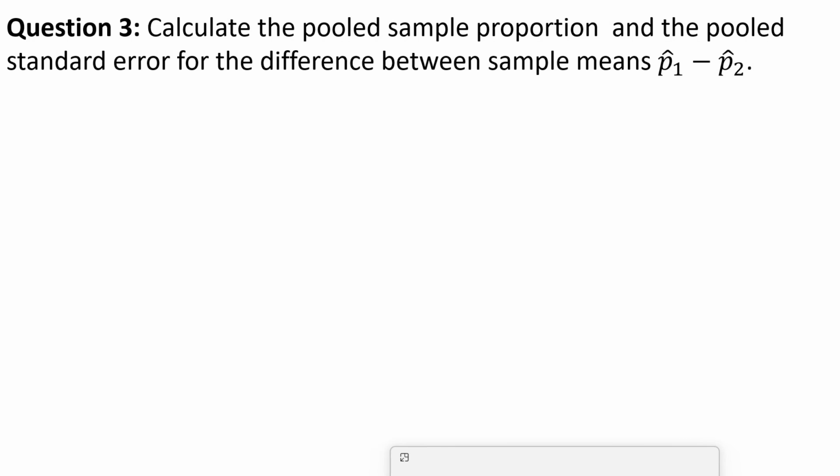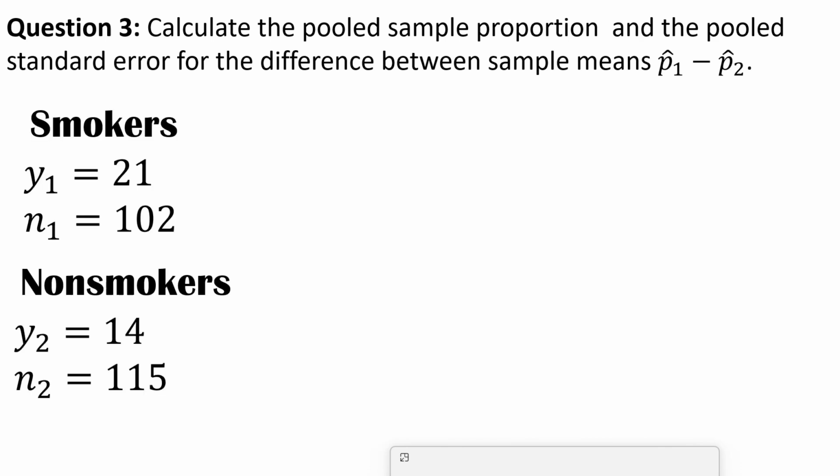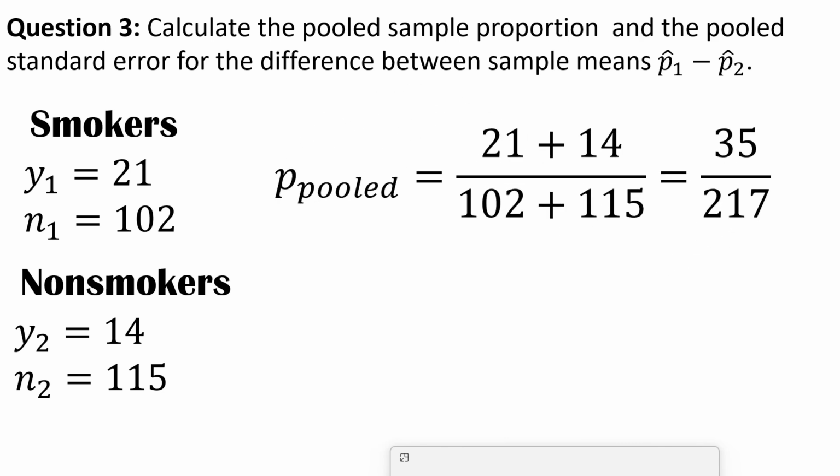So next we need to calculate the pooled sample proportion and the pooled standard error for our random variable P1 hat minus P2 hat. And why do we need to go through this trouble? Because we need a measure of uncertainty so that we can standardize our point estimate. So going back to the data, the pooled value is just on top the total number of individuals who were treated for heart disease. On bottom, the total number of individuals in the study, in both samples added together.